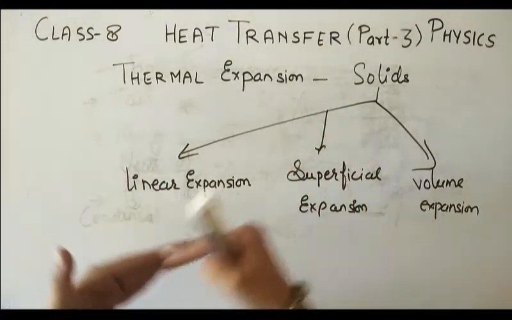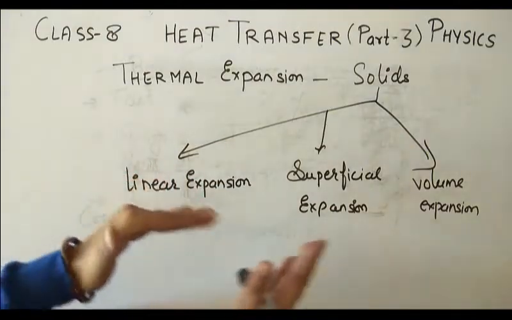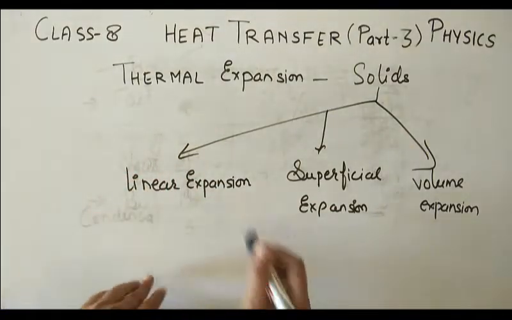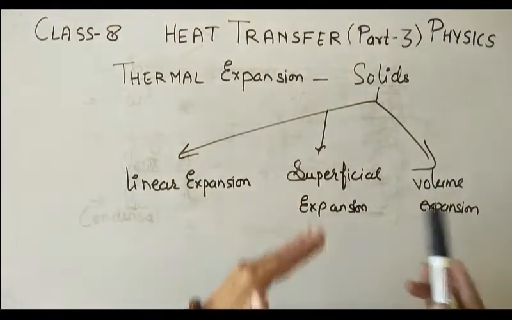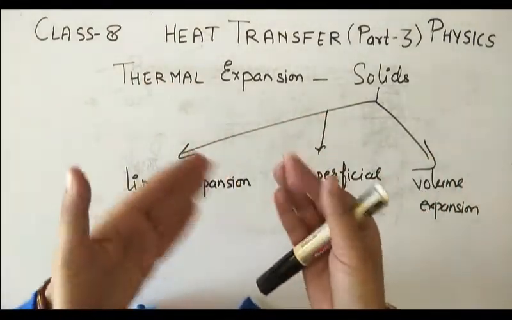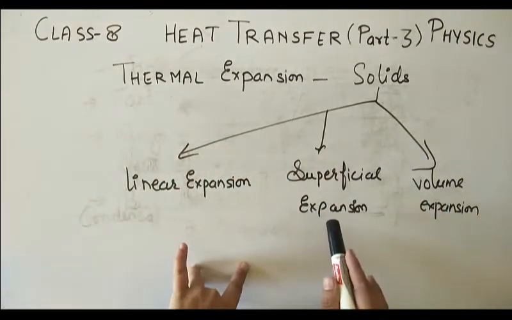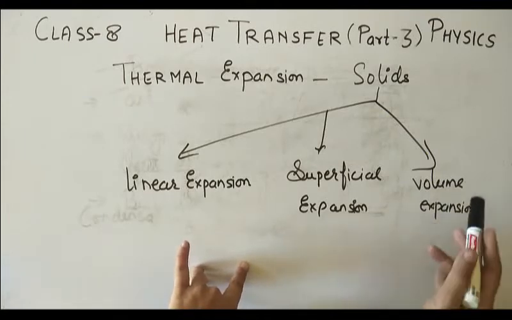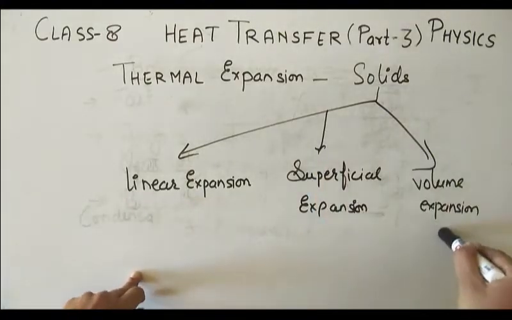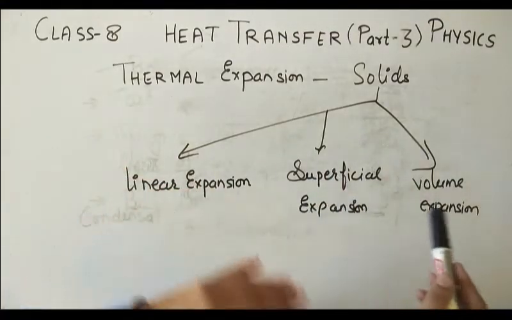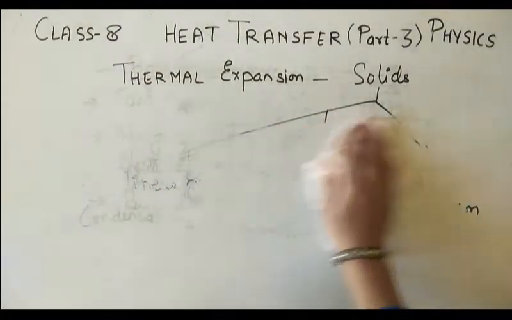When a solid expands in one dimension, whether it is right or left, in only one direction, that is known as linear expansion. When a solid expands in two dimensions, that is known as superficial expansion. And when a solid expands in three dimensions, it is known as volume expansion. So these are the three different types of expansion in solids, and let us understand all of these three in a detailed way.